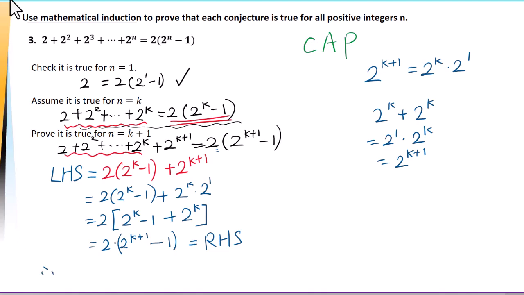So 2 plus 2 squared plus ... plus 2 to the nth power equals 2 times (2 to the nth power minus 1) for all natural numbers n.